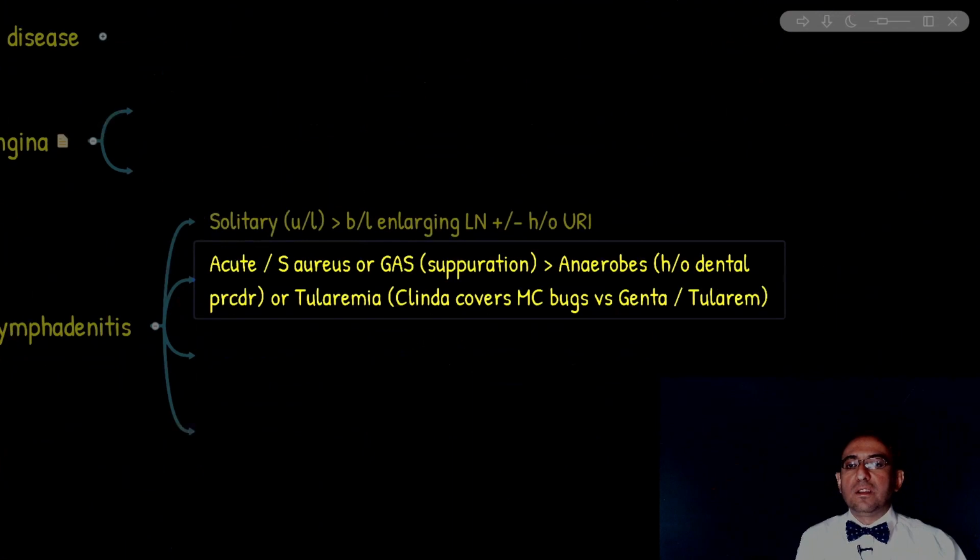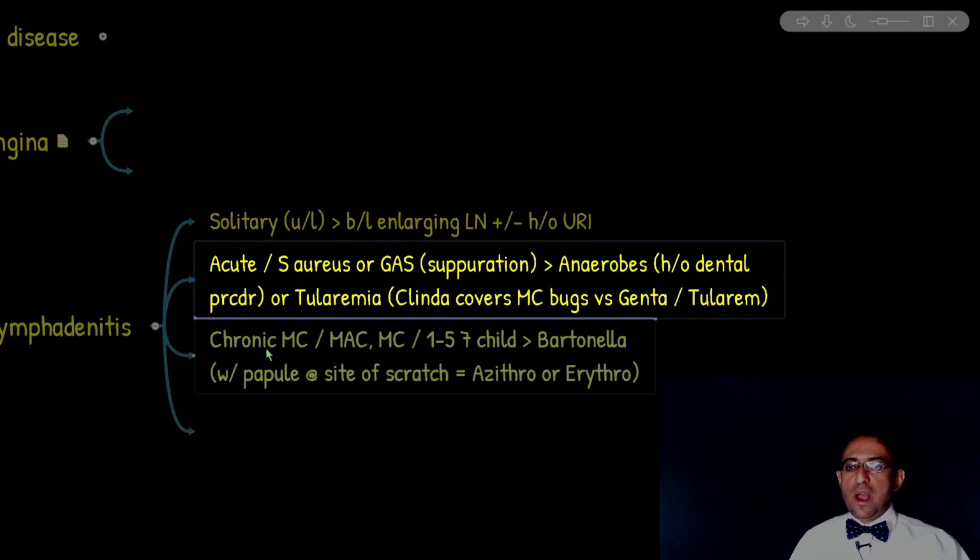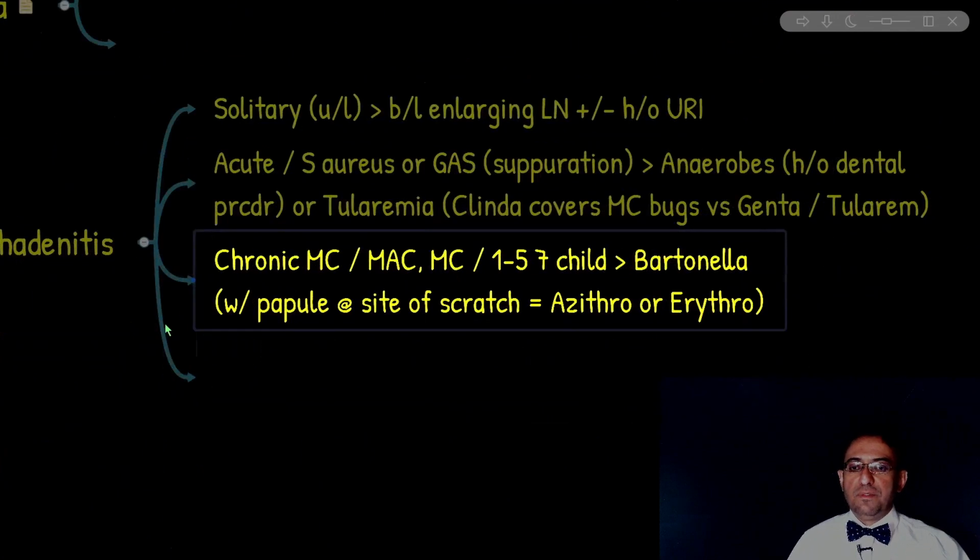Now, what is the recommended treatment? Clindamycin covers all the common pathogens that we discussed, Staph aureus and group A strep, as well as the oral anaerobes. However, it does not cover Streptococcus viridans, so we may need to wait for the results of the culture. On the other side, if the clinical picture favors tularemia, always remember an aminoglycoside such as gentamicin is the treatment of choice. Now, if you are dealing with chronic unilateral lymphadenitis, what are the common pathogens?